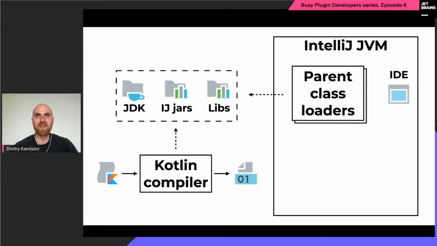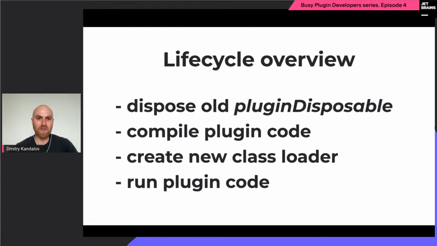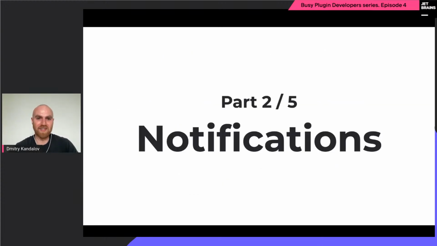So that's why, in theory, it shouldn't have any memory leaks. And then we can forget about this binary, we modify the text file and we repeat the process and load everything into the IDE. So that's the life cycle for this. And as an overview, there is plugin disposable, there is compilation, and each plugin execution has its own class loader. So that's the life cycle.